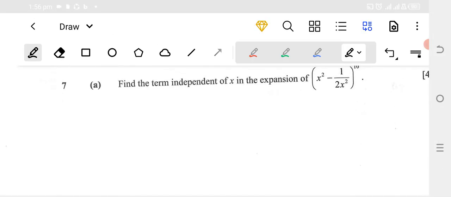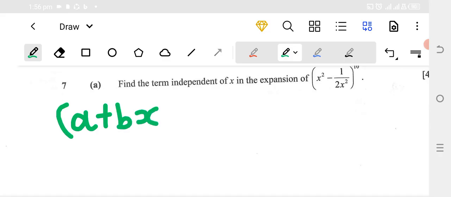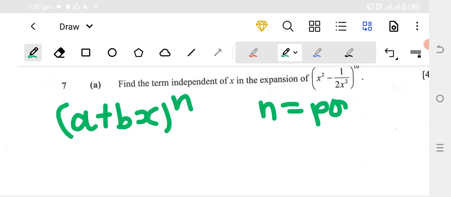For example, first of all, let me explain. For example, if you have a plus bx raised to the power n, and then they tell you to find the term independent of x. First of all, n is standing for the power, and then the word term actually means the term.